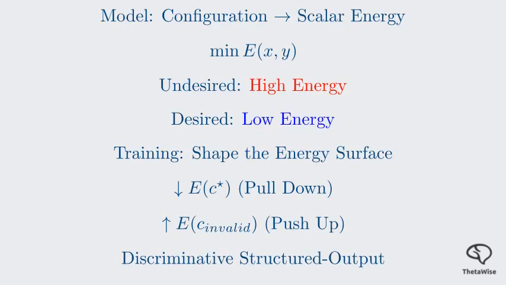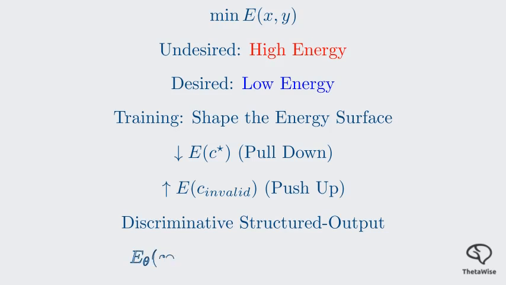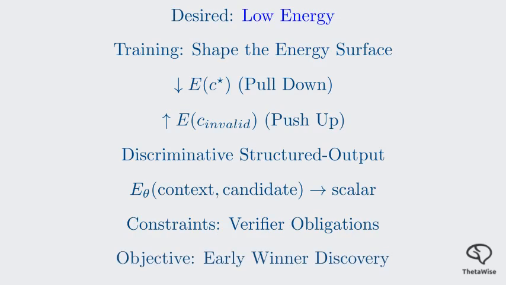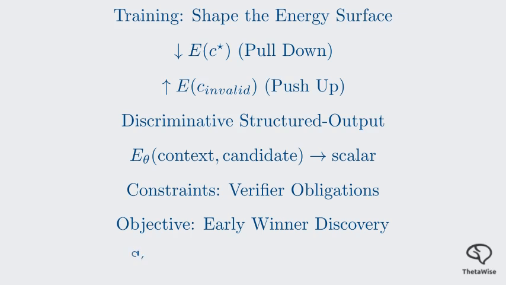Zeno-Energy specifically uses the discriminative, structured output part of this lineage. It functions as a ranking function that evaluates partial states, which, in our case, are candidate settlements. The constraints in this framework are the verifier obligations, and the objective is the early discovery of the deterministic winner. By framing search as energy minimization, we turn a hard discrete selection problem into a learnable ranking task.